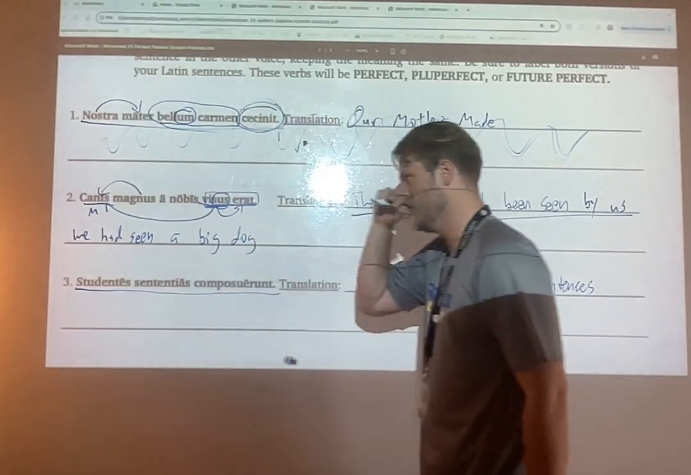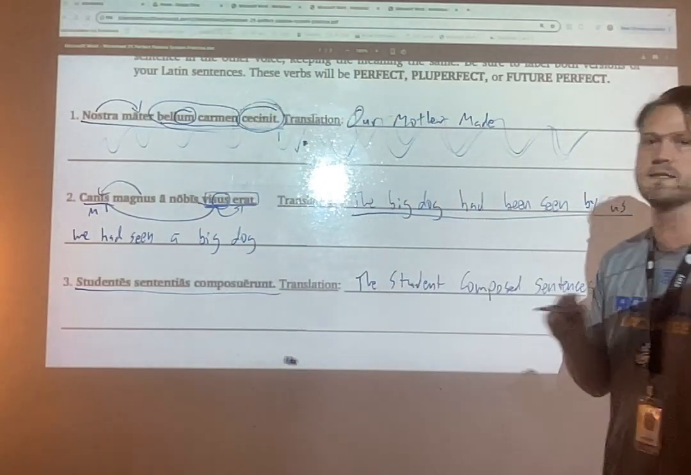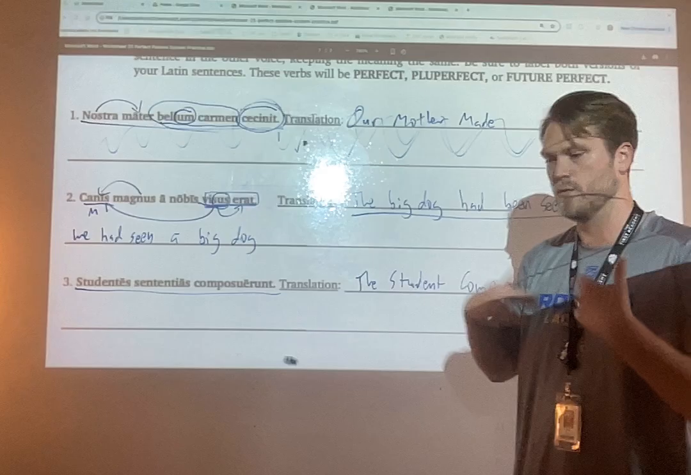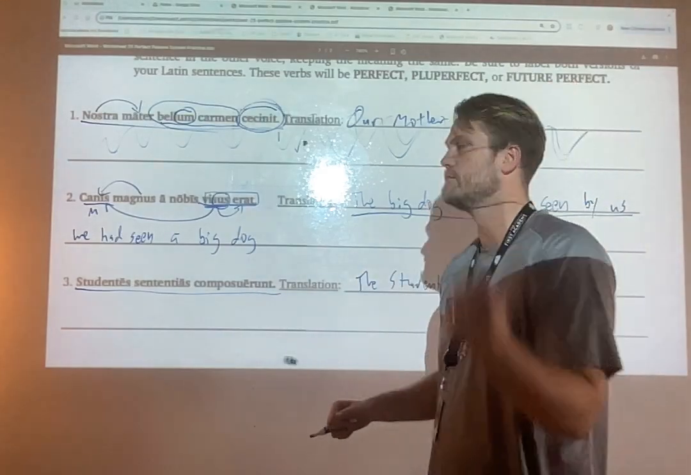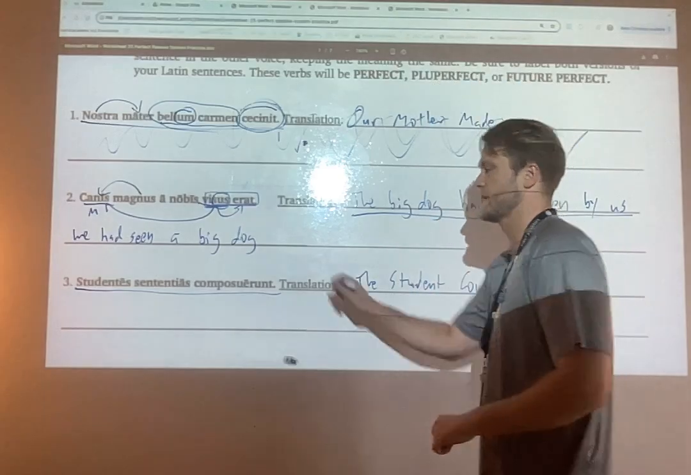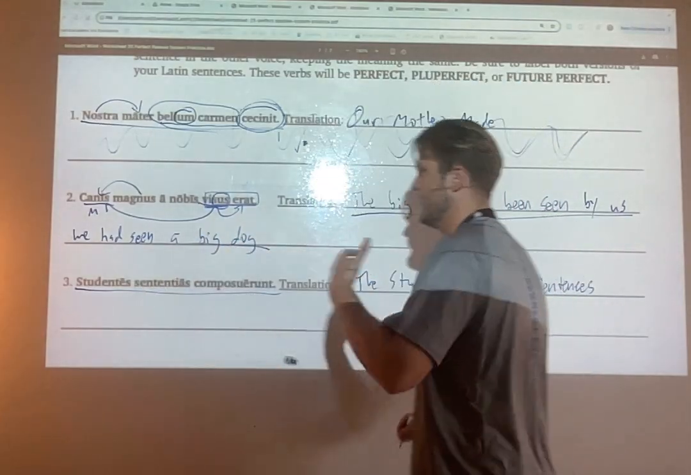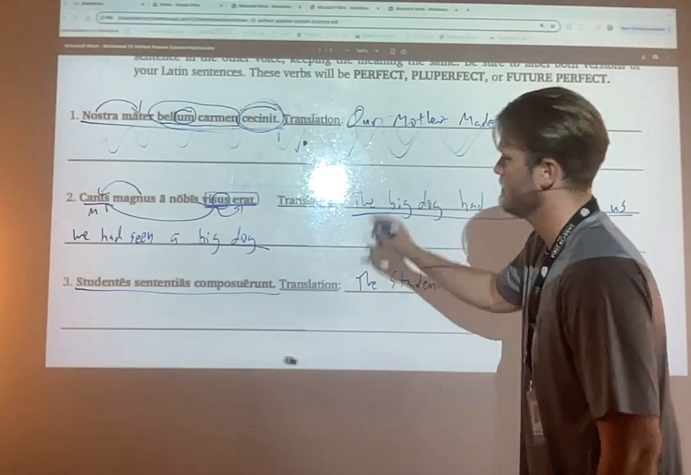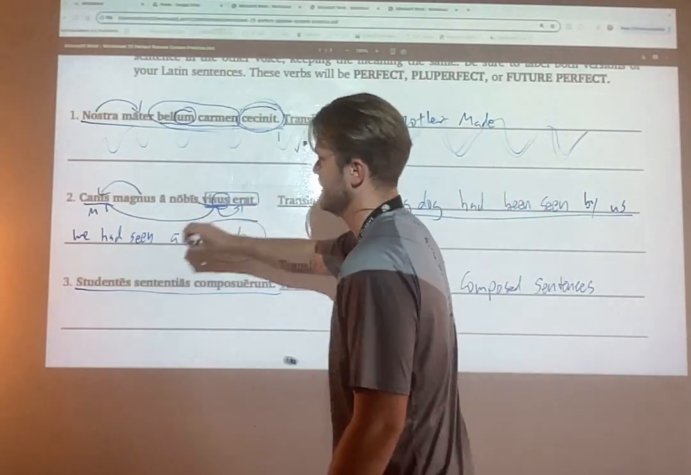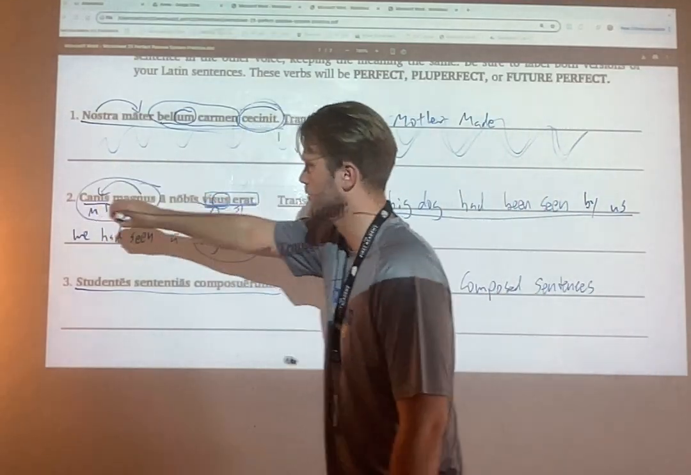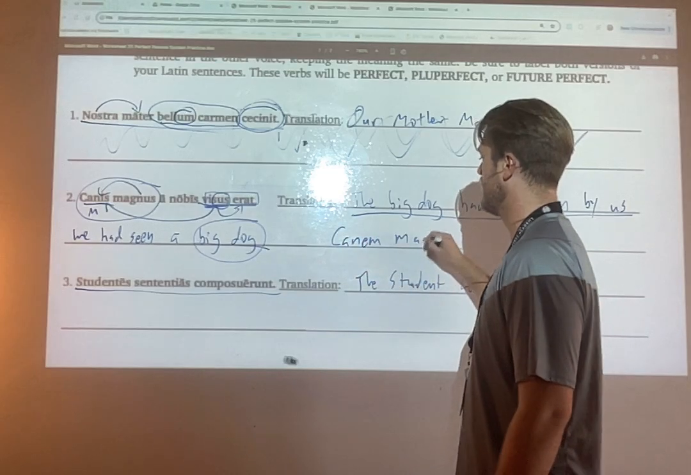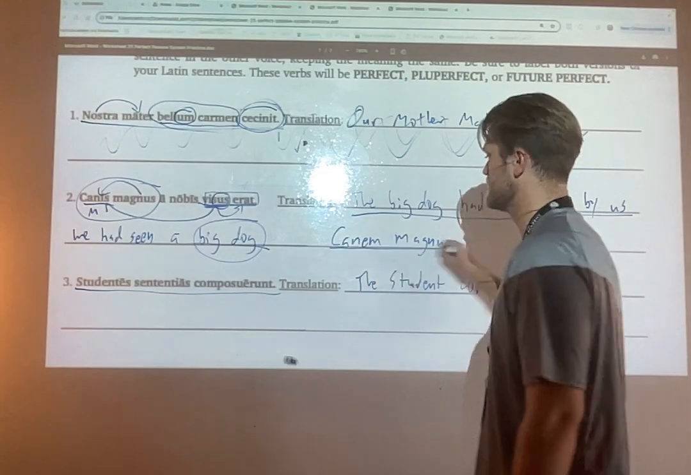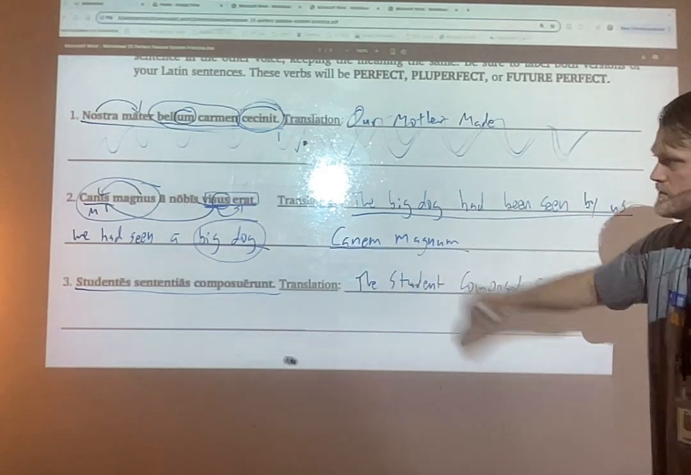All right, so that's the new version of the sentence. We had seen a big dog. That's the active. Passive would be a big dog had been seen by us. So now we've got an actual direct object in this sentence. All right, we had seen a big dog. So big dog is the direct object. That means that we can't have those endings on it anymore. You would end up having canem magnum, because now it's accusative. A big dog, all right?